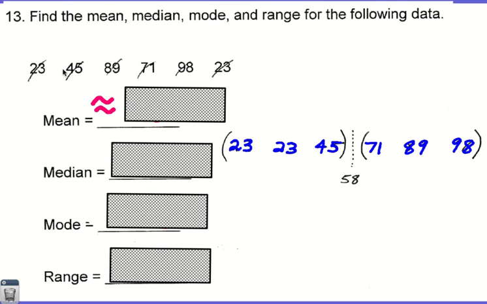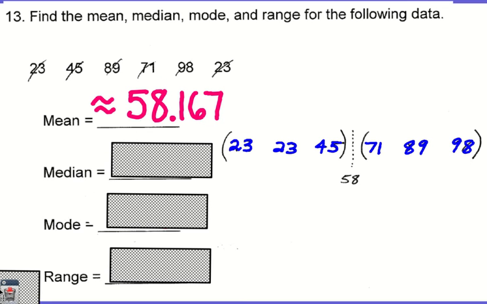You would add up all these numbers: 23 plus 45 plus 89 plus 71 plus 98 plus 23. You would get a sum, and then you would divide by 6. So to get the mean, you add up all the numbers and you divide by how many numbers there were. And make sure you're able to get this for those 6 numbers.